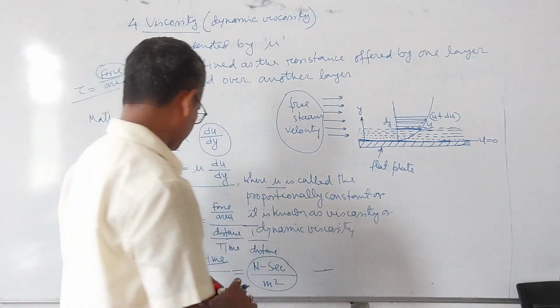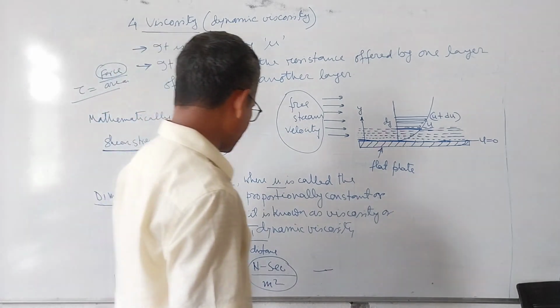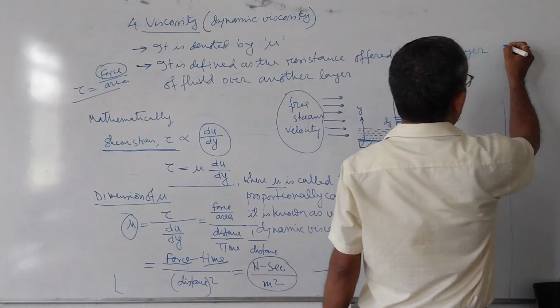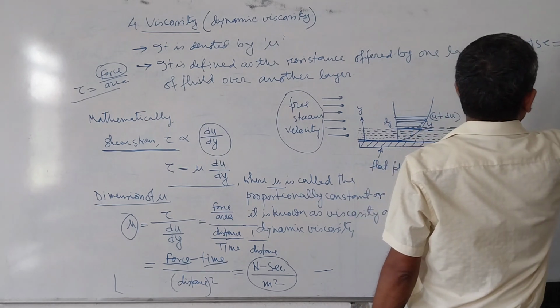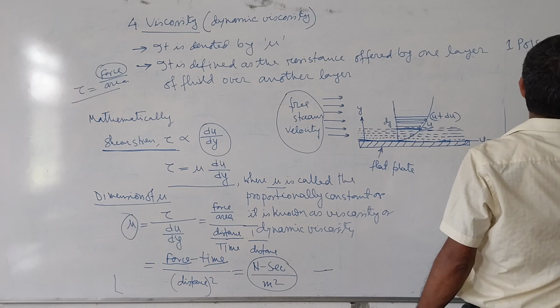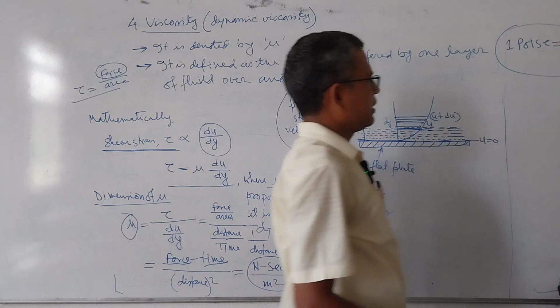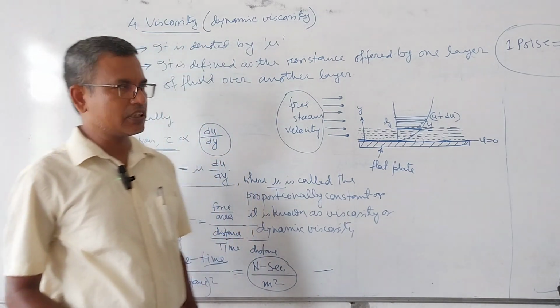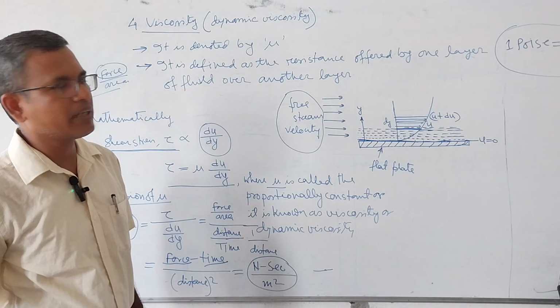It can also be expressed in poise, because dynamic viscosity is sometimes expressed in poise. So 1 poise is equal to 1 by 10 Newton second by meter square.